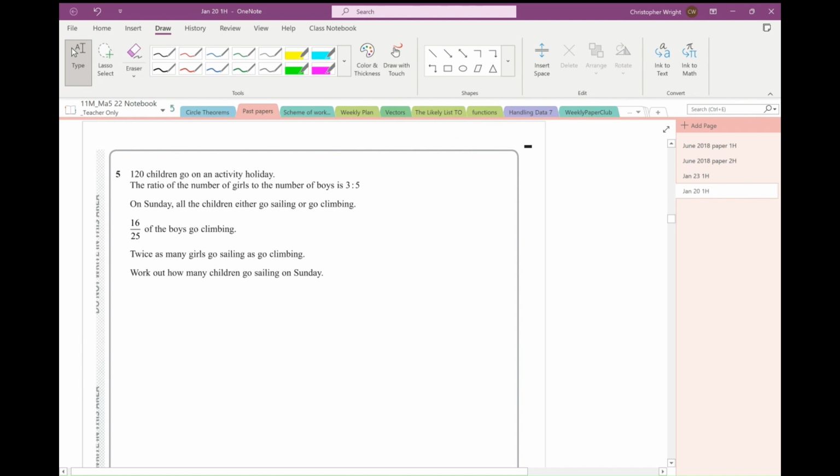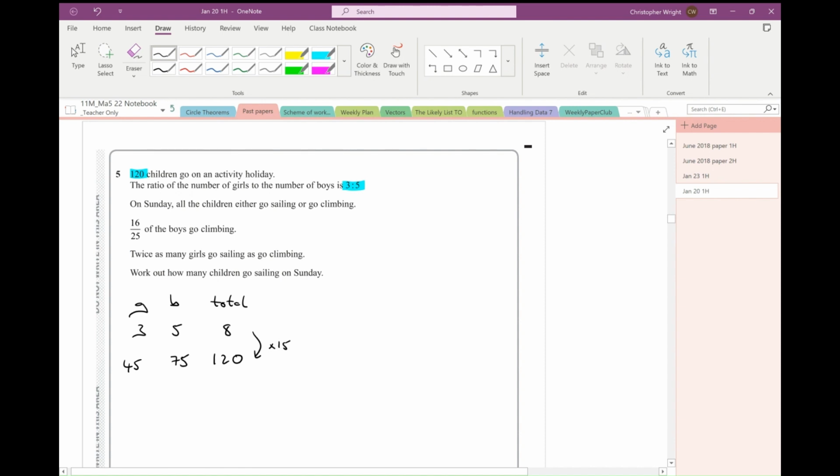The ratio of girls to the number of boys is 3 to 5. I bet I can use that to find how many girls and how many boys there are. Let's have a look. So you've got girls, boys, 3 to 5. That gives you a total of 8. And we've got a total of 120 children, haven't we? So 120 divided by 8, that's times by 15. So that means that I must have 3 15s, 45 girls, and 5 15s, 75 boys.